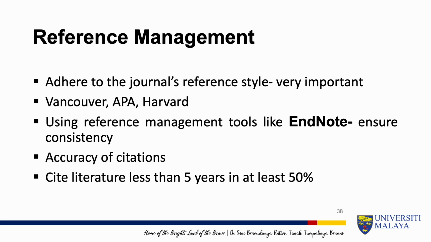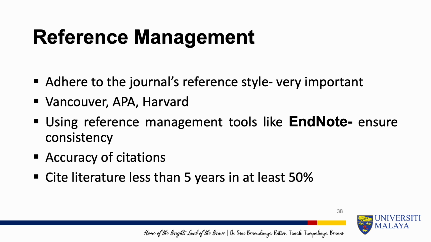The final part of your article will usually be the reference. So reference management is also quite important. All your references in your paper must be formatted according to the journal's specific guidelines. They have different types of bibliography management like Vancouver, APA, Harvard style and all that. So the best is to use reference management tools like EndNote. This can help ensure that all your references are consistent with one style.